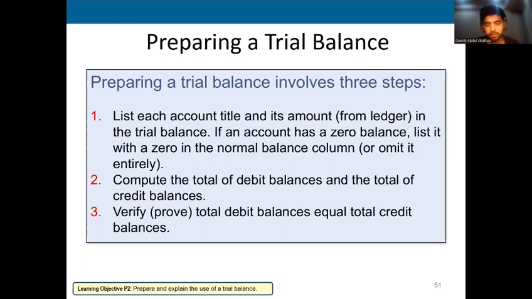Verify total debit balance is equal to total credit balance. As I said, debit is always equal to credit. If these both are not equal, then definitely you have made a mistake previously while recording the transactions. Then you will need to look back and find those mistakes.